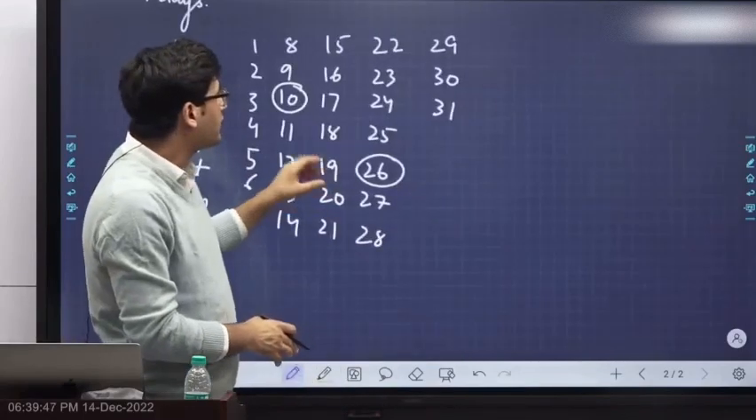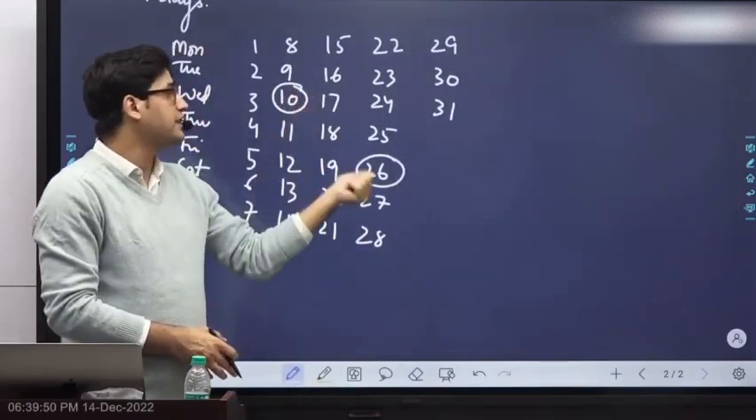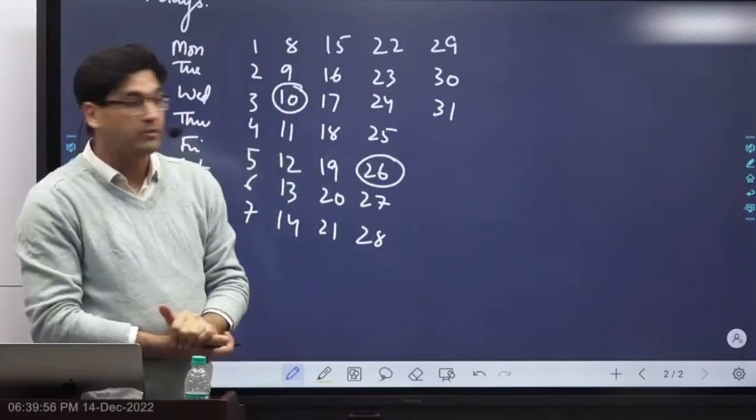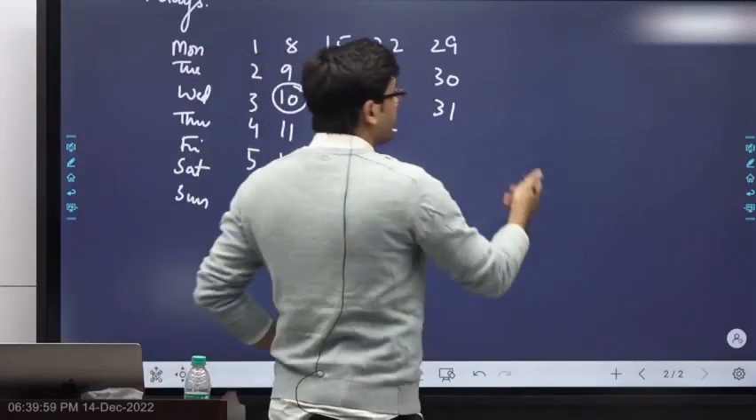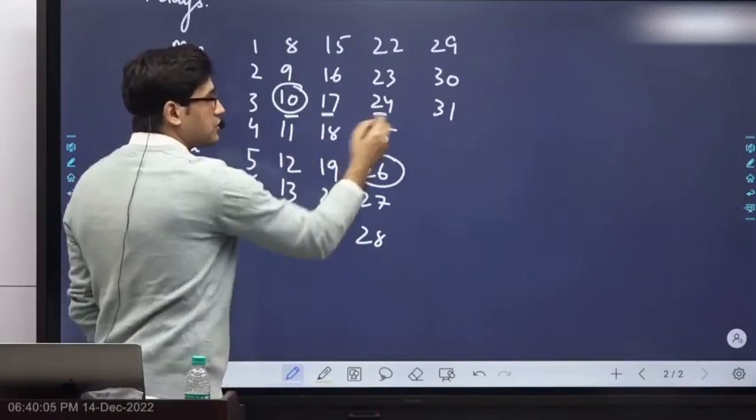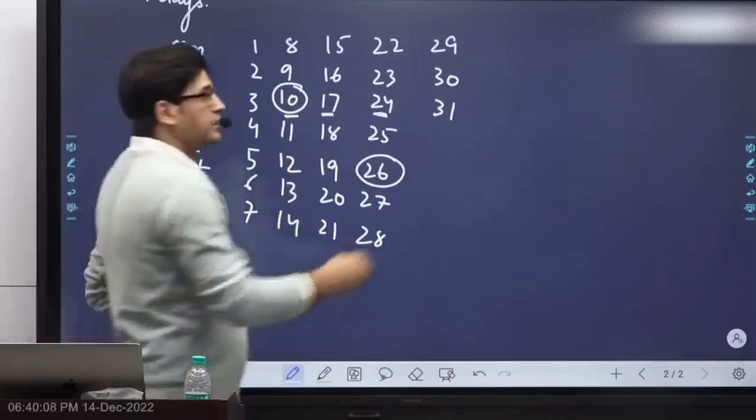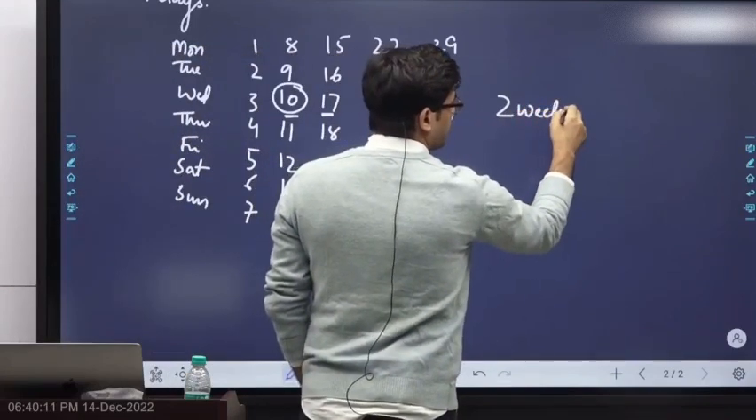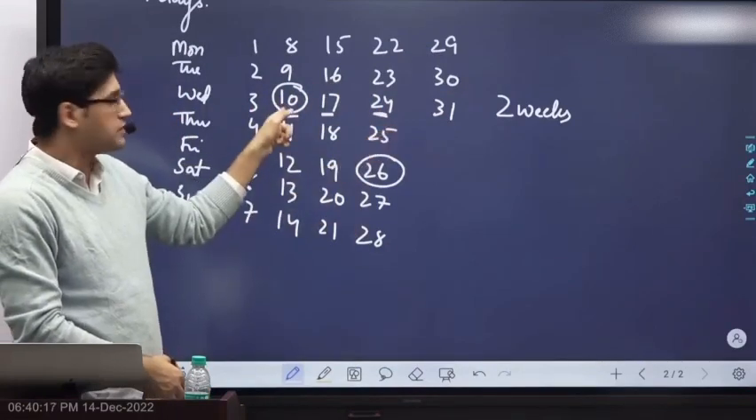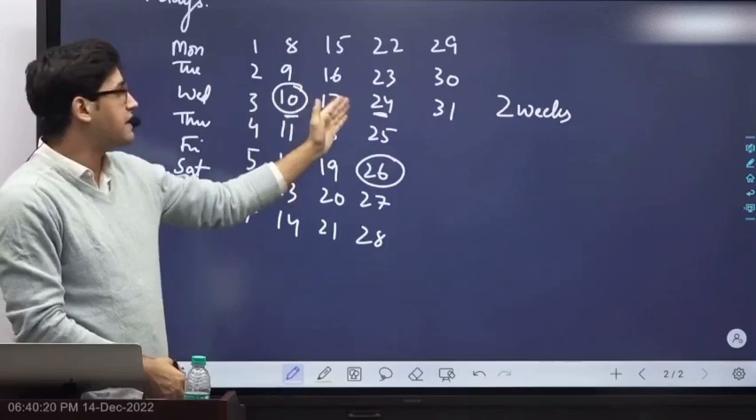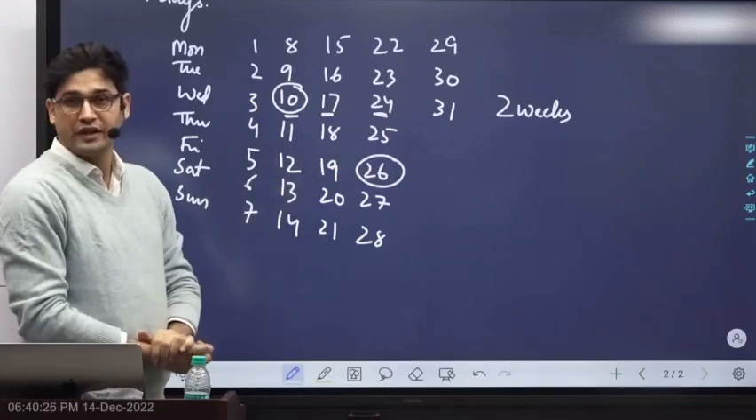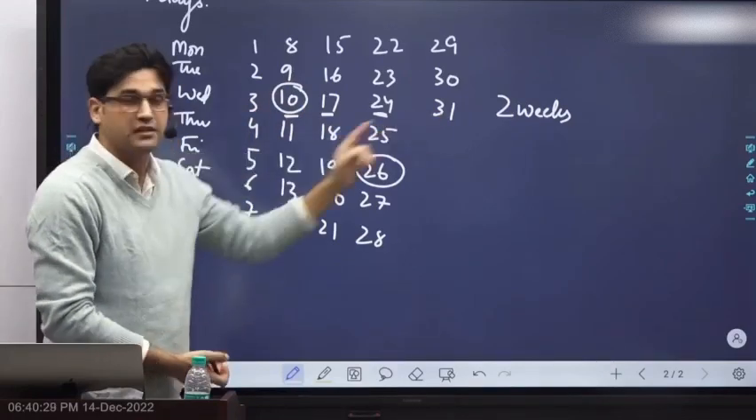Now, does it matter how many days will be there between 10 and 26? Does it really matter? Right? Between 10 and 26, what I know is, if 10th is a Wednesday, 17th is also a Wednesday, 24th is also a Wednesday. Between 10th and 24th, 2 weeks have already passed. After each week, the day will repeat itself, right? If it was 10th, it was a Wednesday. After 1 week, 17th will also be a Wednesday. After another week, 24th will also be a Wednesday. I have to get to 26. From 10 to 26, there will be 2 weeks plus 2 days.